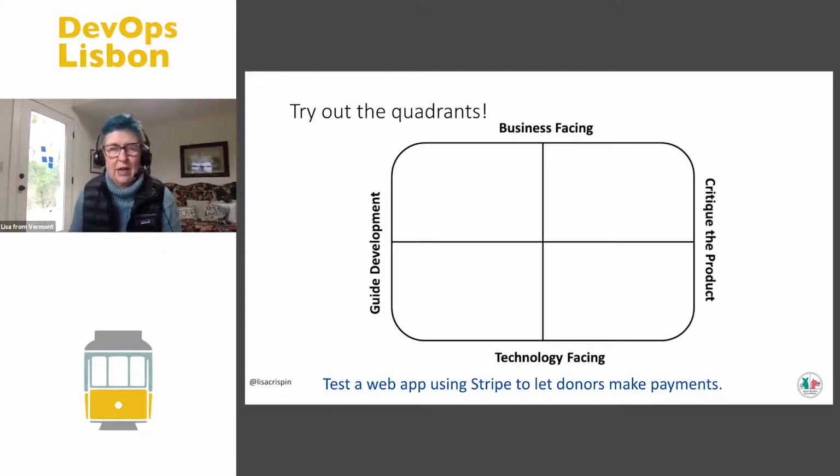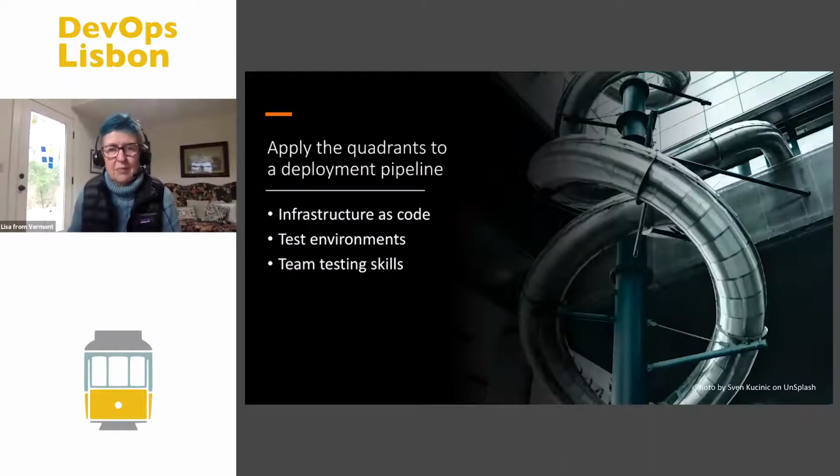Okay. Well, we're going to have another chance for y'all to share ideas. So I'm going to move on. I've been talking about how quadrants can help with planning your testing activities, and this is going to help you fit all the testing you need to succeed with continuous delivery or deployment.